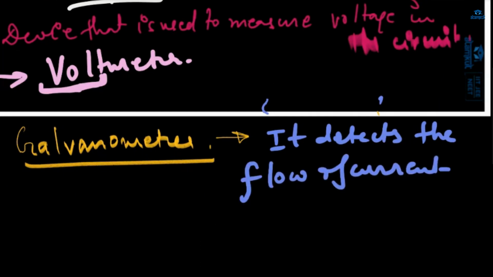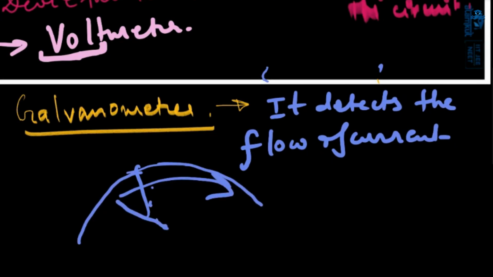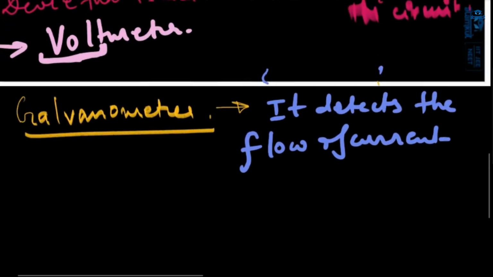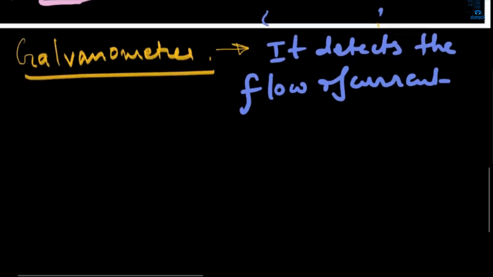So it's called a moving coil galvanometer. There is a needle that will detect it. If it shows deflection, then we will see that yes, the current is flowing in the circuit. It detects the flow of current and in which direction the current is flowing. Fine. And one more thing was there.